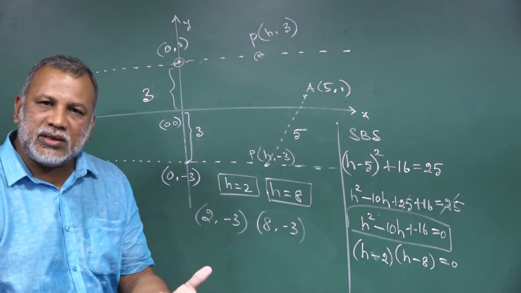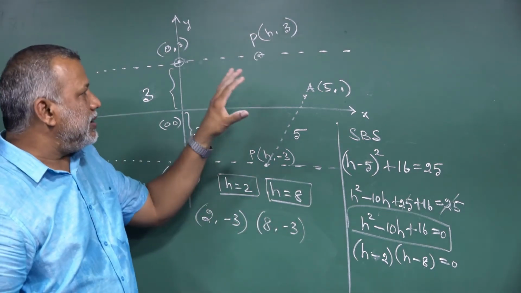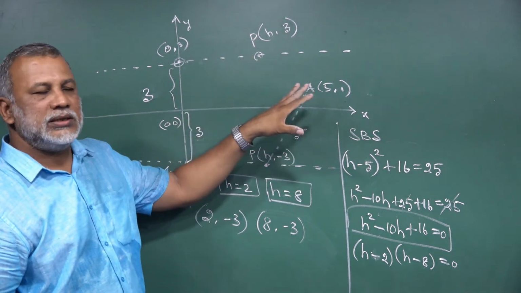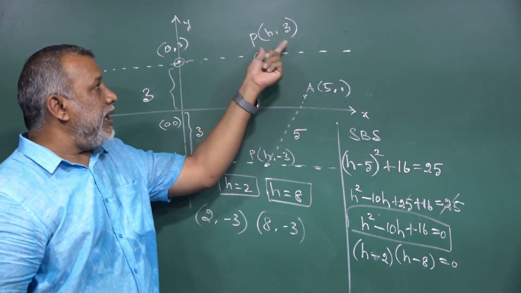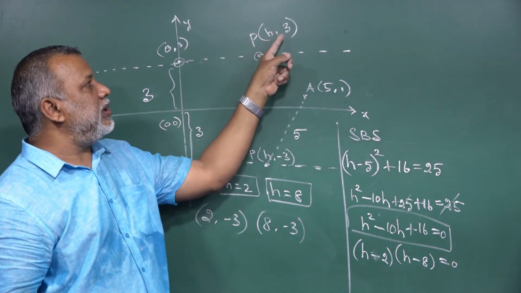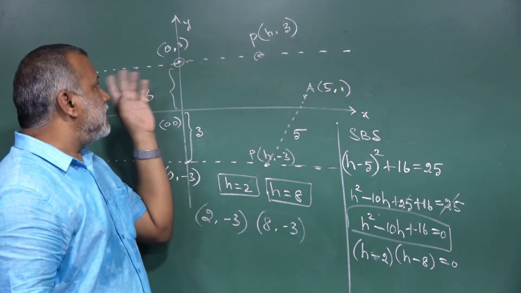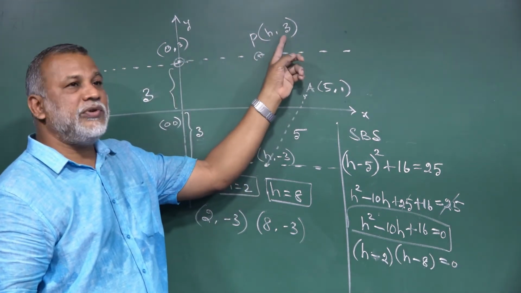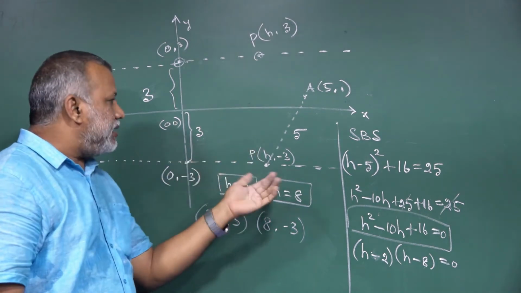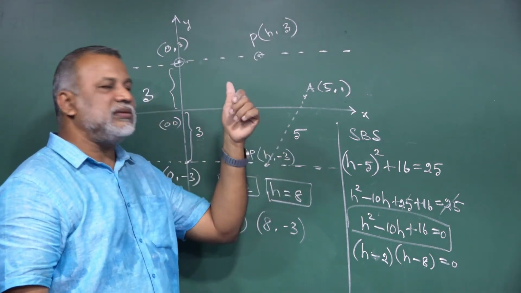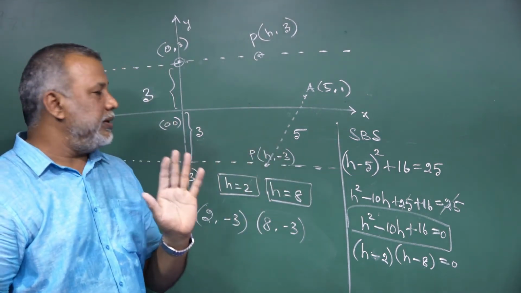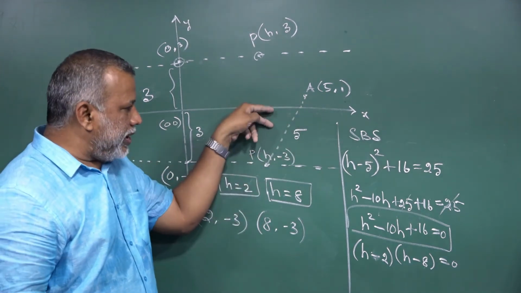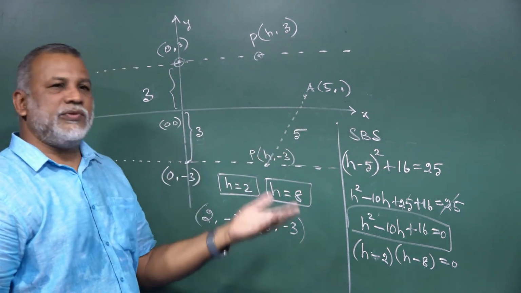In the previous discussion also, we got 2 points. But the logic is here: AP, that is the distance between A and P. P lies on this line having (h, minus 3), where minus 3 is the fixed value. That is the logic we are taking. So here the distance is common: AP is 5. Then use the distance formula.